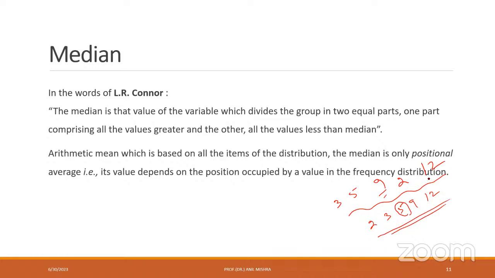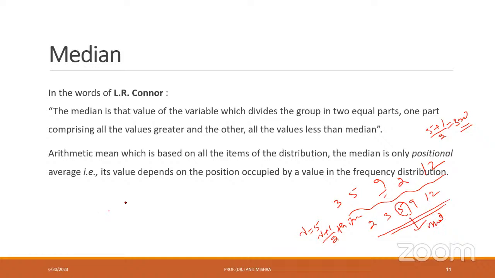So if it is the odd number, n is 5. If it is the odd number, how to calculate the median? Now (n plus 1) divided by 2th item. Okay, so n is 5. So 5 plus 1 is 6. 6 by 2 is third. So the third term is to be treated as the median. So median becomes 5.